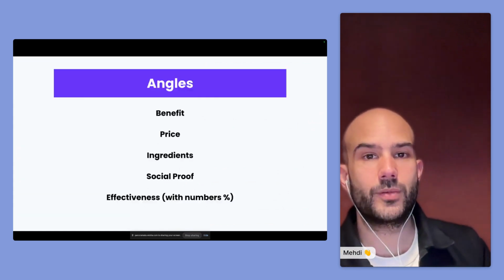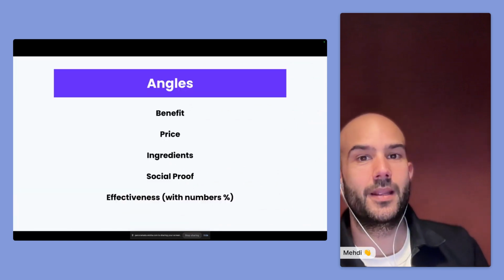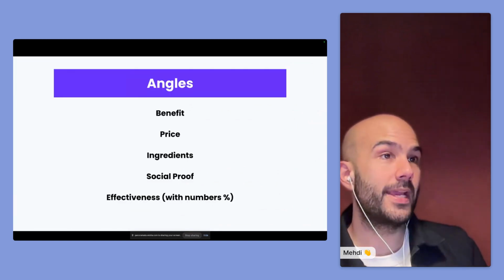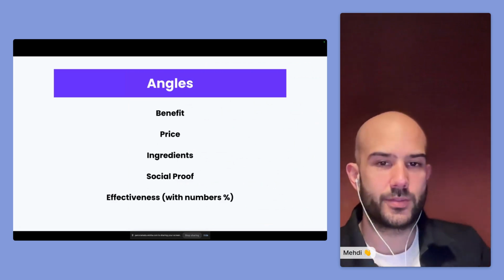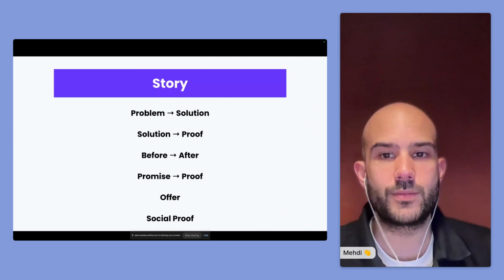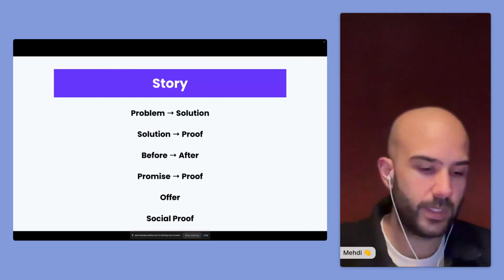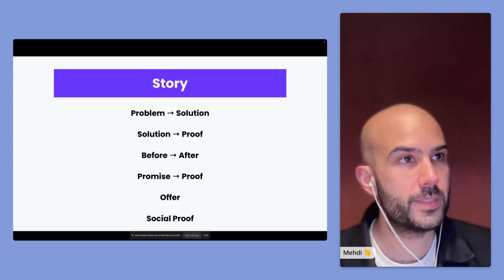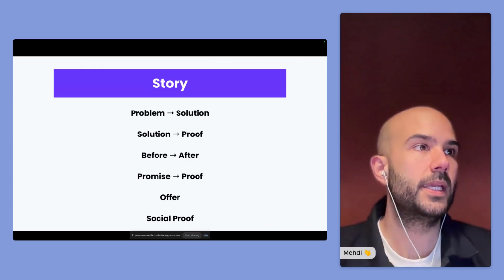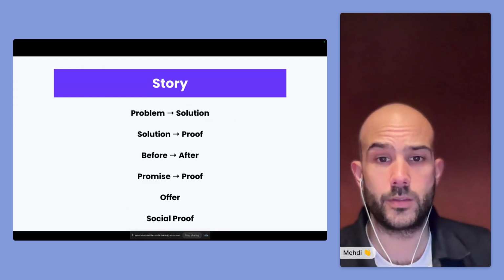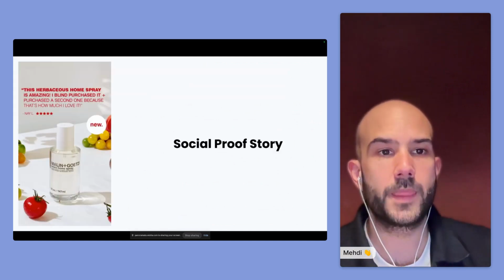So we've seen so far the trigger, how you catch your audience's attention, and the angle, how you would explain how your offer works, whether benefits, price, ingredients, social proof, what we've just seen as well. Then I want to speak about the story, which is a cool thing for the ads. Whether you're using video or actually also images, they all work the same way. Each ad should be a story in itself. It doesn't have to be a complicated story. Social proof is a story by itself, but each ad is also a story.